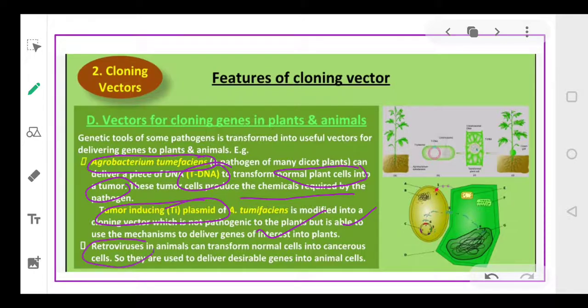Similarly, we can also use retroviruses. Disarmed retroviruses mean the retroviruses which do not cause any harm to the animal cells. Okay, they can also be used to deliver specific genes into the animal cells. And once a gene or DNA has been inserted into a suitable vector, your gene will be inserted into normal cells, so that normal cells will transform into cancerous cells, so they can be used to deliver the desirable genes.